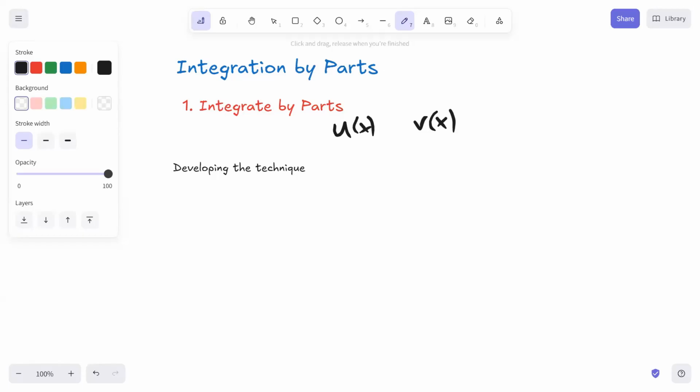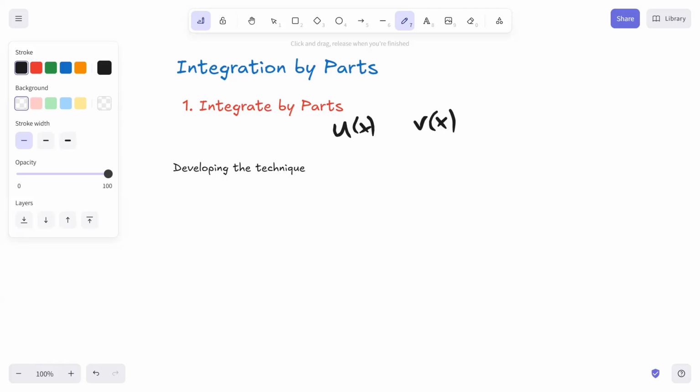Hey everybody, in this video we're going to talk about integration by parts. This technique is particularly helpful if you have a product of two functions in the integrand. This is actually based on, or developed from, the product rule for derivatives. So we're going to talk about how we develop this technique and then look at some examples.